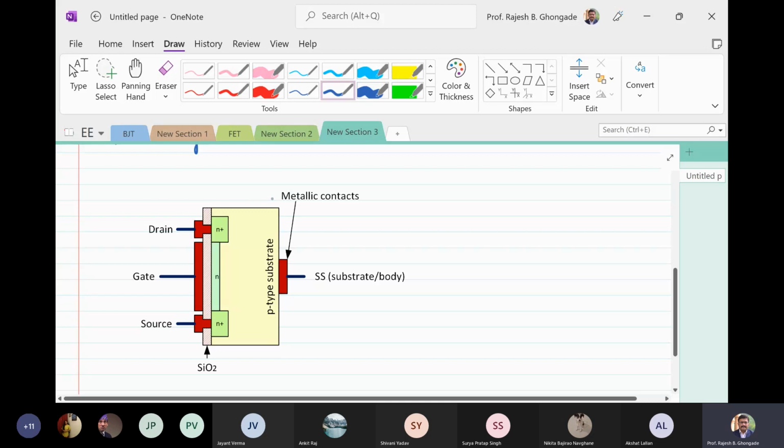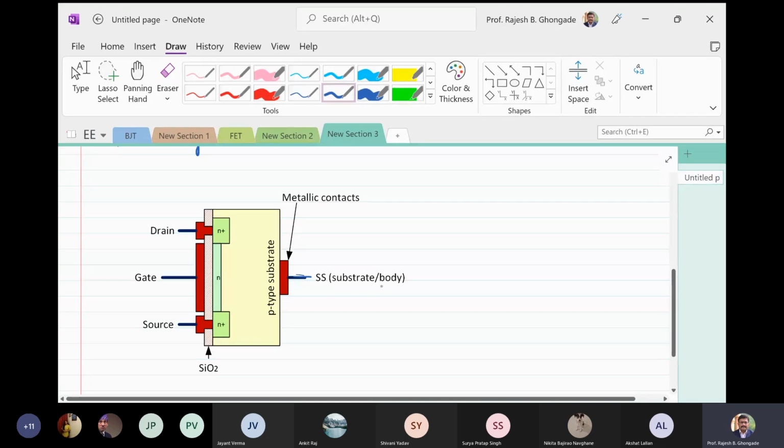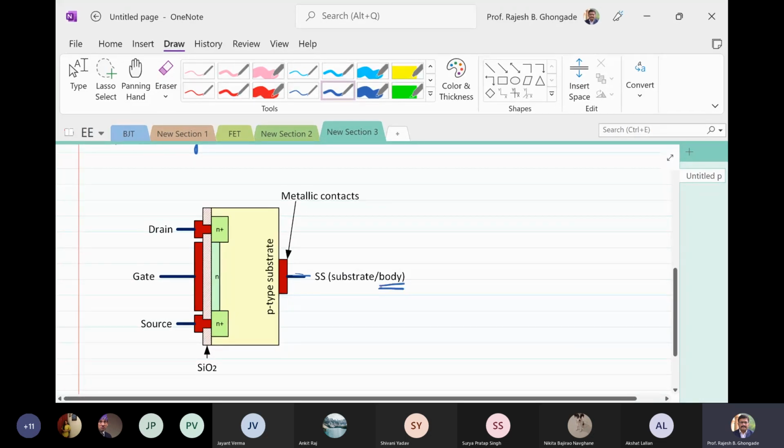Now this is connected to the external world by metallic contact. So you have these metallic contacts here. So you have this metal and then you have these contacts over here like this. And this P-type is called as a substrate. It is also called as a body of the transistor. Okay. Sometimes this substrate is internally connected to the source terminal. Okay. Sometimes you have this.